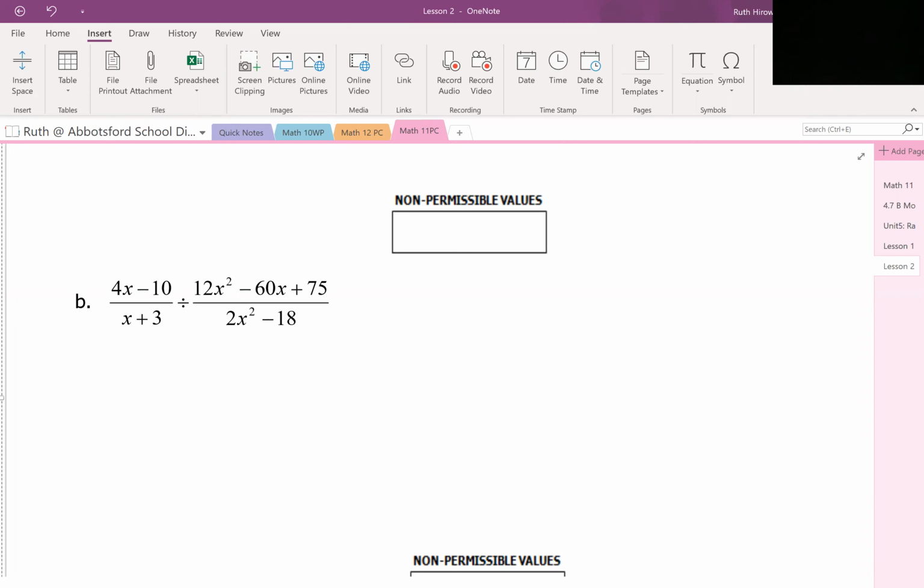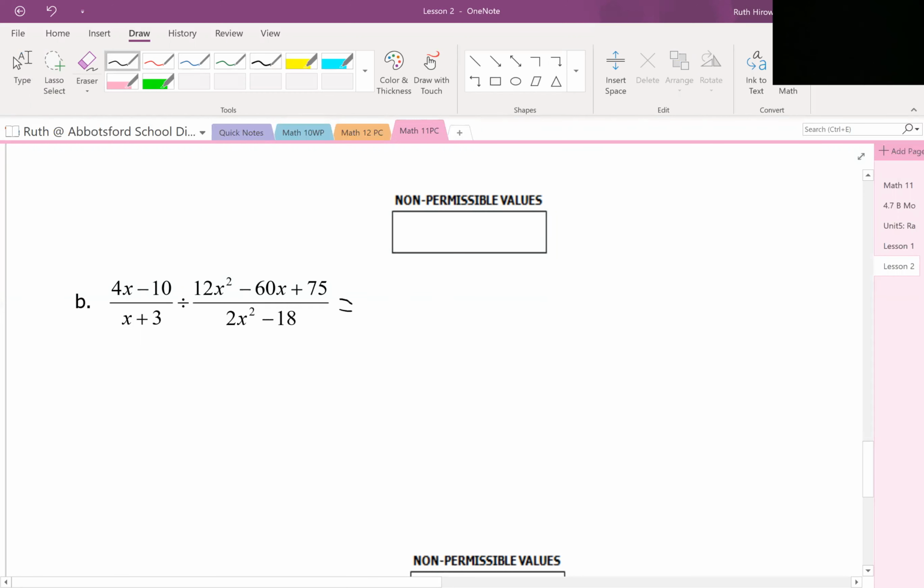4x minus 10 over x plus 3 divided by 12x squared minus 60x plus 75 all over 2x squared minus 18. Okay, so let's just remember our process here. We want to state our non-permissible values, but in order to do that, we need to factor first. Also remember that a division means you're taking your second expression and you're going to flip and multiply. I know that sounds very formulaic. We've already talked through the reasons for that.